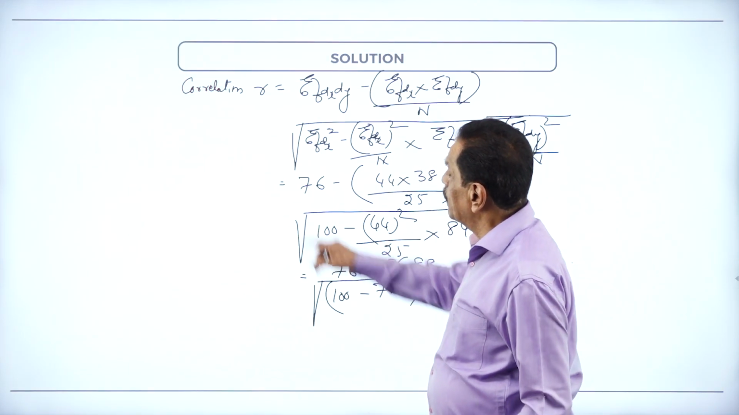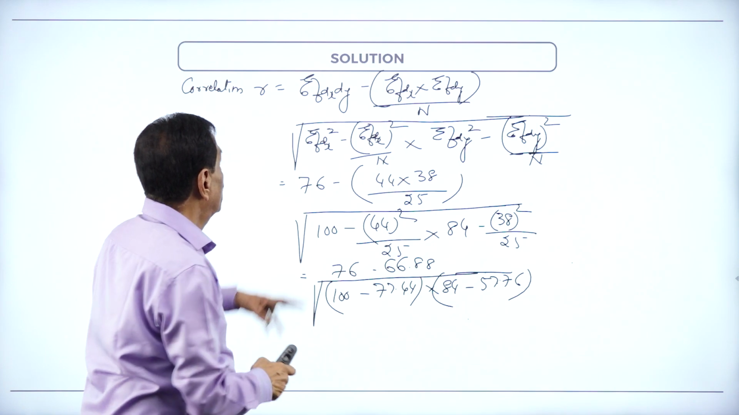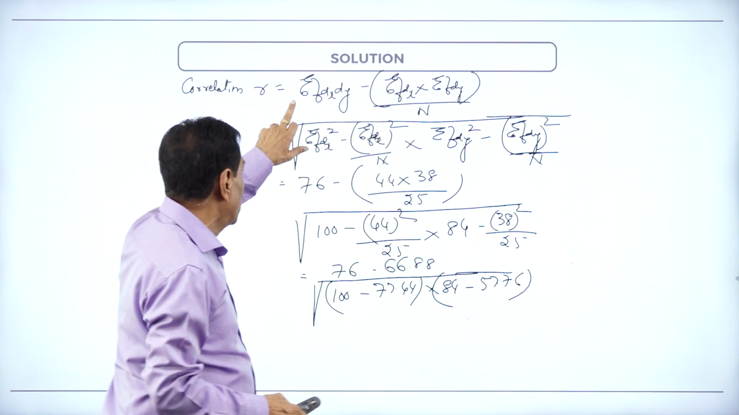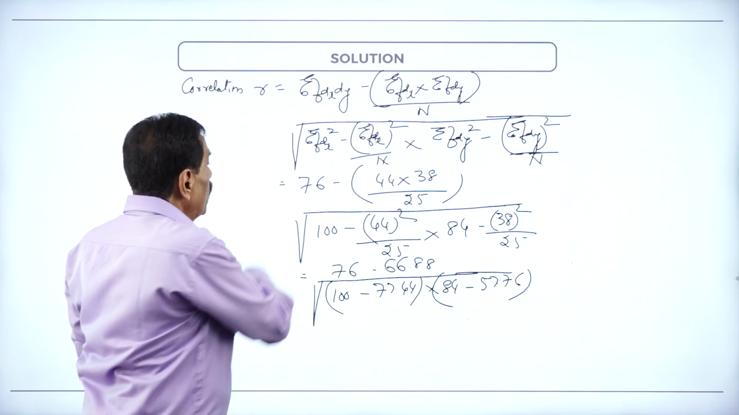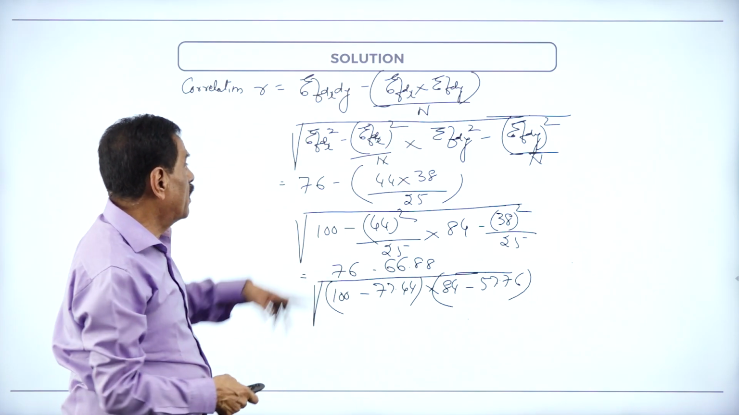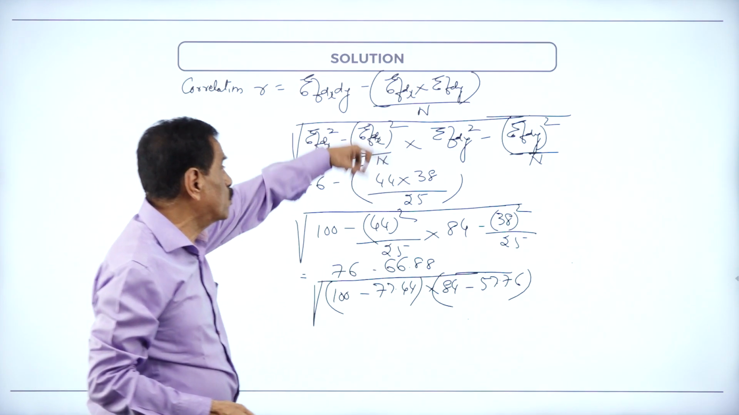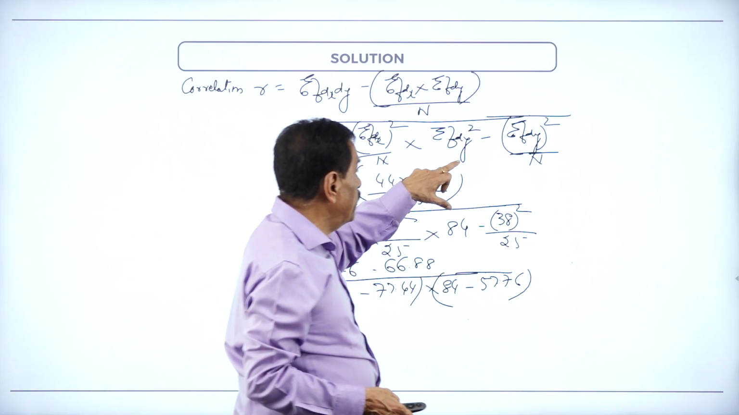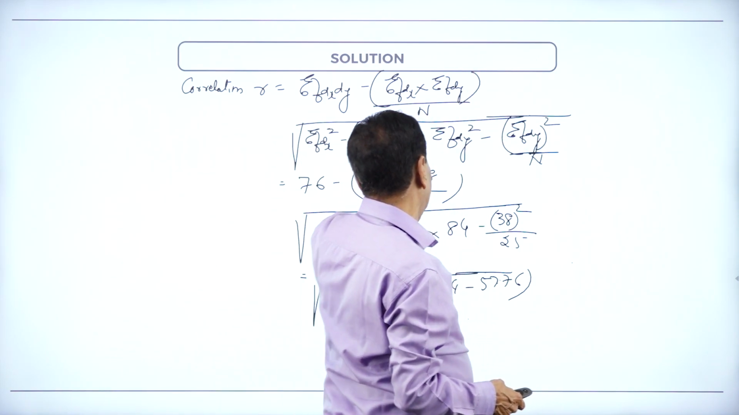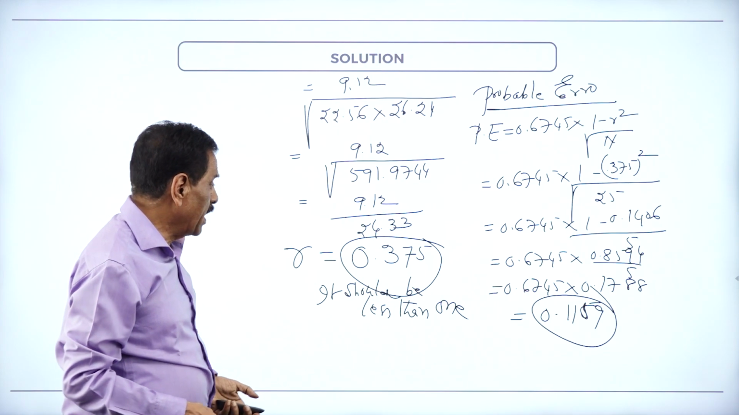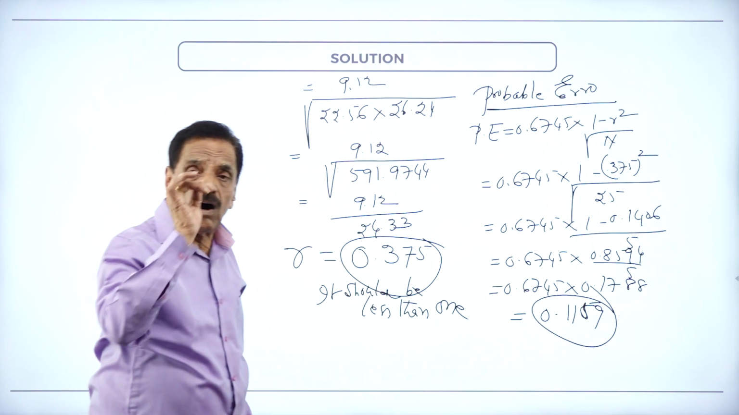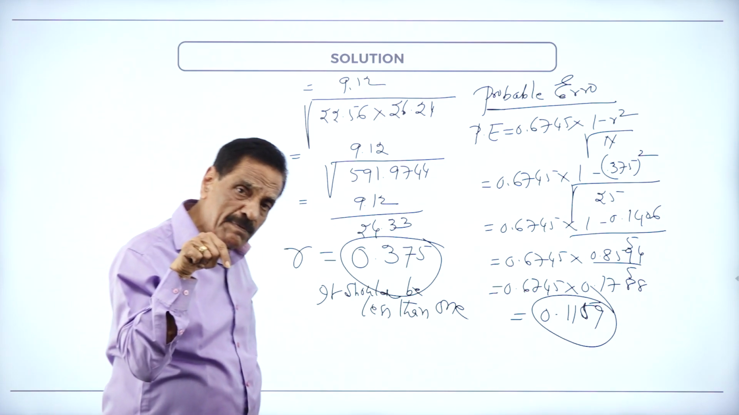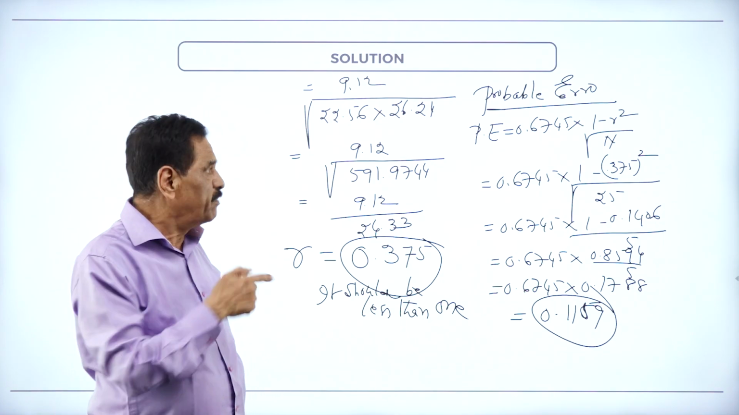So this formula: correlation r is equal to sigma f dx dy minus sigma f dx into f dy divided by n, whole divided by root of sigma f dx square minus sigma f dx whole square divided by n, into sigma f dy square minus sigma f dy whole square divided by n. Only for the numerator you have no square. Apply the numbers. The answer is 0.375, which should be less than 1. If they ask probable error in the examination, which they did not ask last time, I have done it.